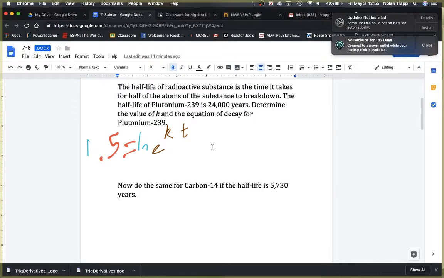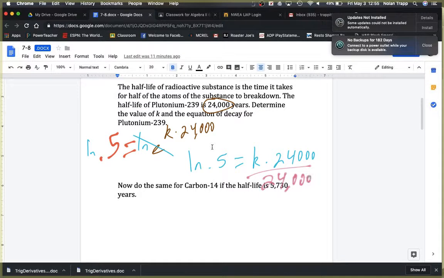To get rid of e, all we do is ln. Oh, and this should not be t. This should be how many years it takes me, which is 24,000 years. Sorry, I got distracted. When I do the ln, that makes the e go away, and I get k times 24,000. So now I'm going to divide by 24,000.